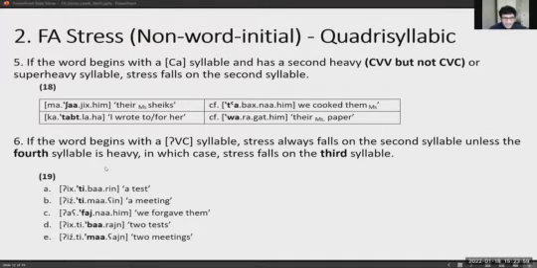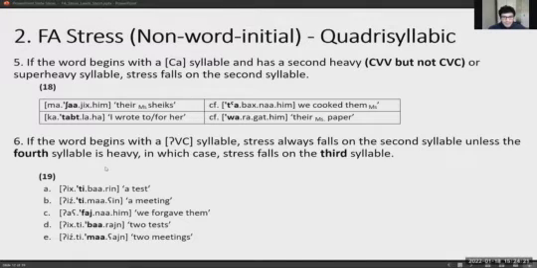The last case is when the word begins with a CVC syllable, where the first consonant is the glottal stop and the fourth syllable is not heavy. Even though the fourth syllable does not really attract stress, it probably affects the weight of the foot, so it attracts stress to that syllable, to the leftmost syllable in that foot. As you see in this example here.